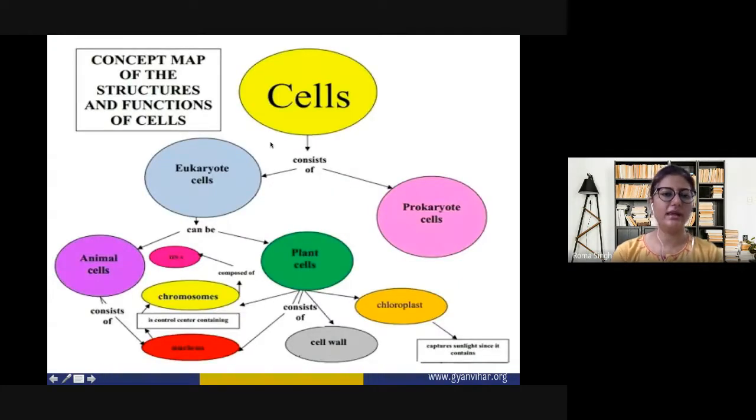This is again an example which shows the structure and functions of cells. Here we see how the cell is structured and what the functions of cells are. This is how it is linked: cells consist of these kinds of cells, then it can be animal cells or plant cells. Then further we see what the animal cells are made up of. Then we move on to plant cells, how they are made up, and what they do in the end.